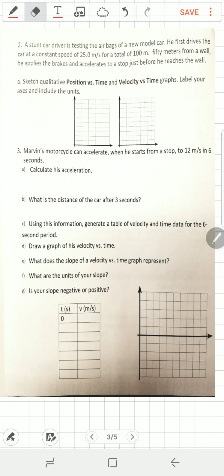The other way you can accelerate is by changing direction. Remember, velocity is a vector. Velocity has both direction and magnitude. So we have direction and then magnitude. And if you ever change either one of those, you've accelerated.